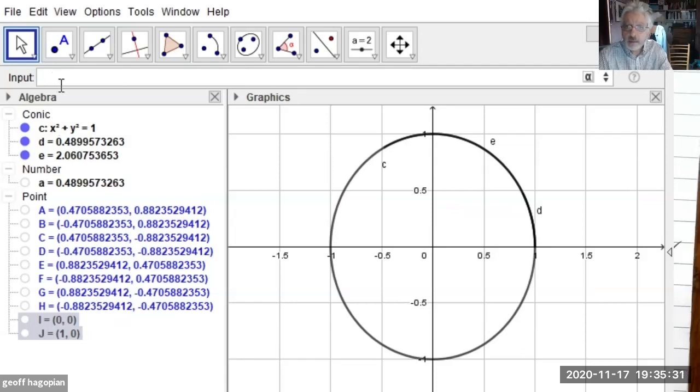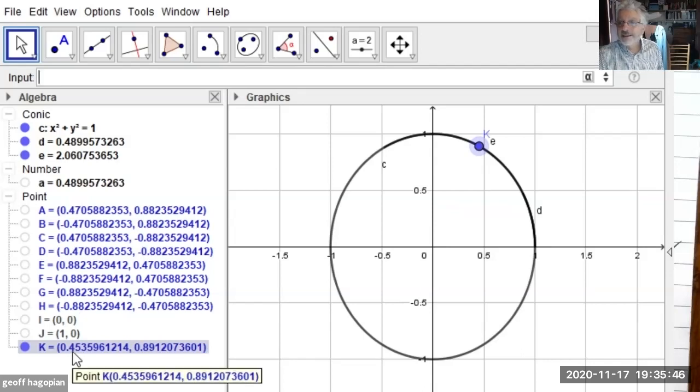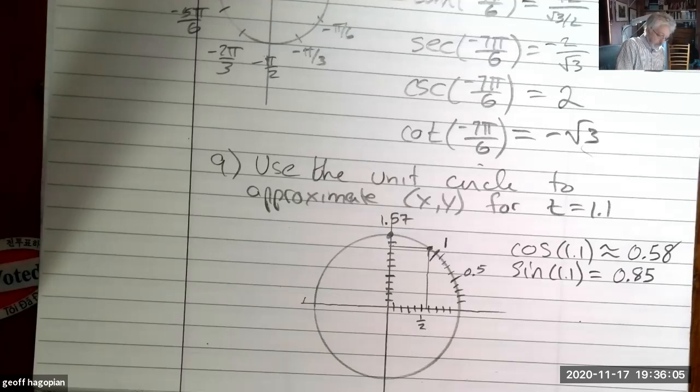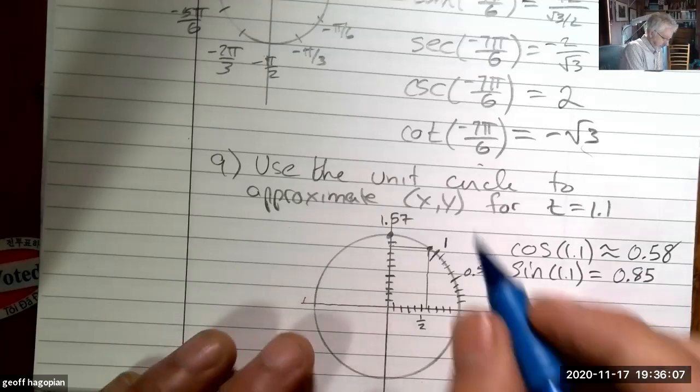Okay, so I want the point on the circle where we have cosine of 1.1 comma sine of 1.1. Right there. What are the coordinates? Well, I was pretty far off, it looks like. I had 0.58, and in fact, how did I end up so far off? I think I put 1 in the wrong place to start out with. This is a lot farther along the circle than what I've got. But I had the right idea.